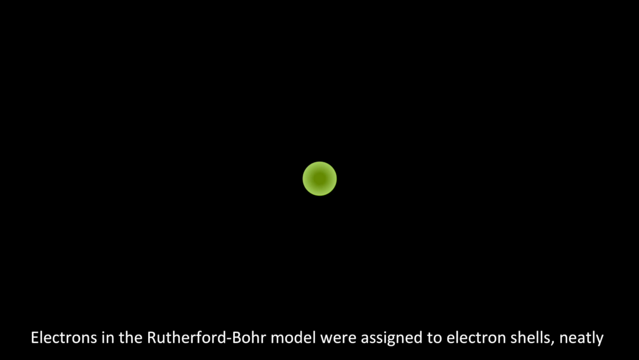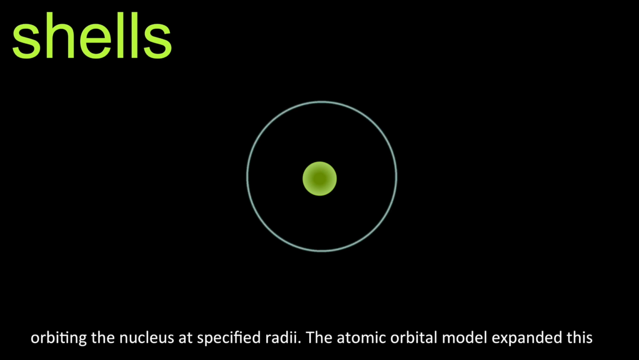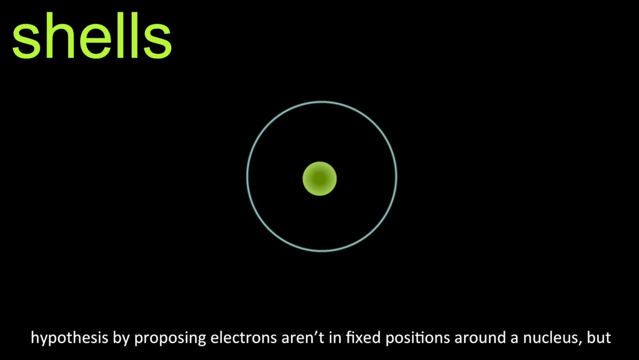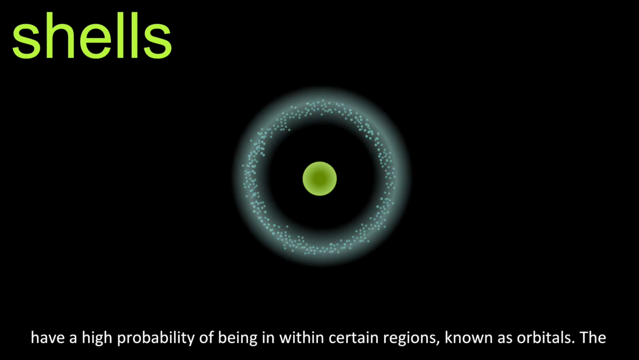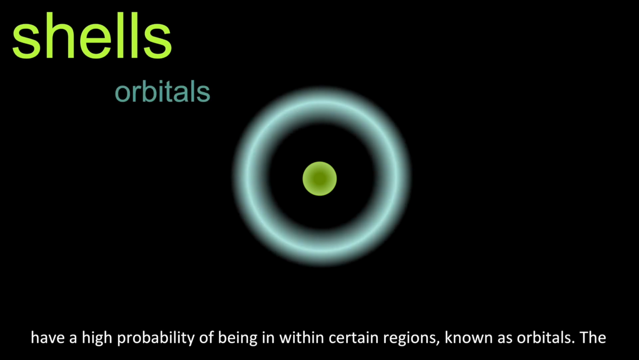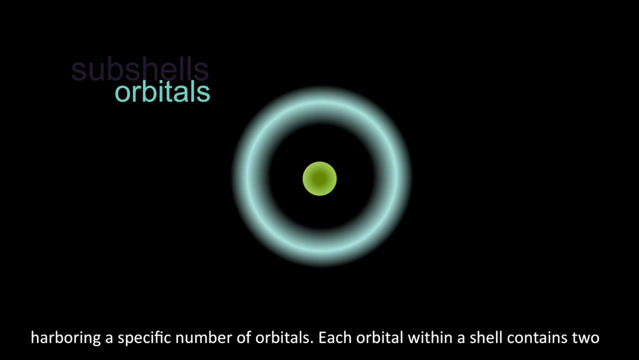Electrons in the Rutherford-Bohr model were assigned to electron shells, neatly orbiting the nucleus at specified radii. The atomic orbital model expanded this hypothesis by proposing that electrons aren't in a fixed position around the nucleus, but have a high probability of being in certain regions, known as orbitals. The concept of the electron shells was modified to include subshells, with each subshell harboring a specific number of orbitals.